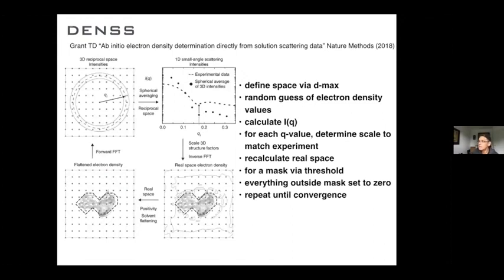So Dan's is this phase retrieval algorithm by Thomas Grant. He was an XFEL guy and then decided to try and apply some of this to SAXS. What you're doing here is defining a space based on Dmax, which we get from the P(r) distribution. Then you randomly guess electron density values in this space and calculate intensities. For each Q value that you measure, you determine a scale factor to rescale the data. You then go back and calculate your real space electron density again and apply a mask, right? So you say everything above a certain value, I'm just going to draw a convex shape around it, flatten everything outside of it, and just keep going around in circles in this calculation. And surprisingly, it converges.